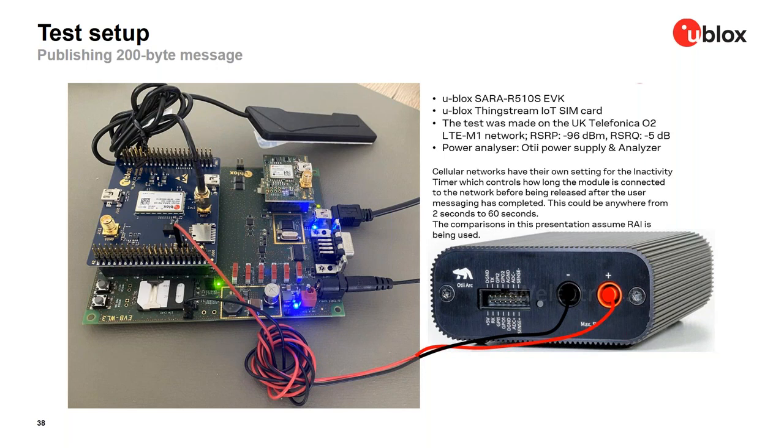And in terms of the test setup, we used the u-blox SARA-R510S module AVK. As you probably know, R5 is u-blox's LTE-M and narrowband module with secure cloud. And I have used the u-blox Thingstream IoT SIM card, which can provide global roaming and therefore can enable my setup to connect from almost everywhere in the world.